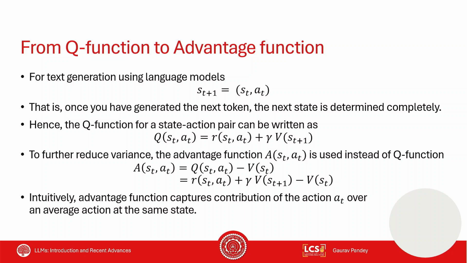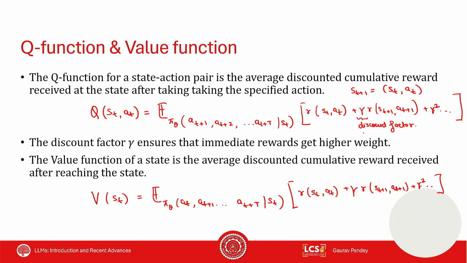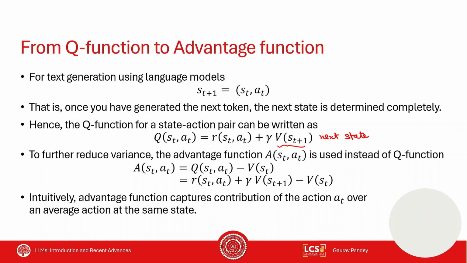So the Q function can be written in this form. The Q function for a state and action pair is equal to the reward of that state and action pair plus the discount factor times the value function of the next state. You can derive this from the equations that we wrote here, but for now you can just take it for granted that this is true.